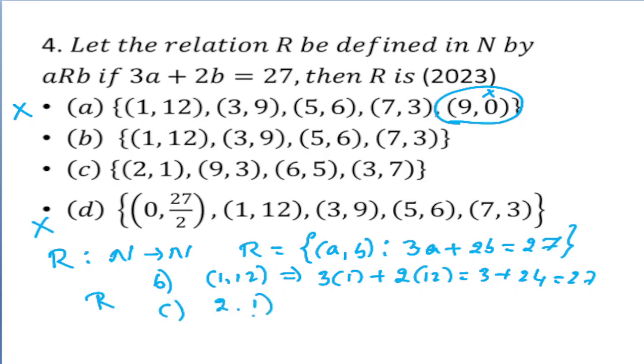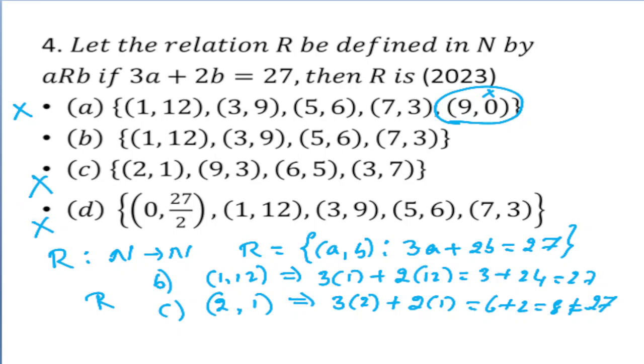2, 1. Clearly by looking at the values we can say it is not possible, but let us verify. 3 into 2 plus 2 into 1, it is 6 plus 2 is equal to 8, which is not equal to 27. No need to verify any other thing. So if one element is not satisfying the condition, then that cannot be the relation. So the remaining option is option B, friends. So directly we can pick option B.